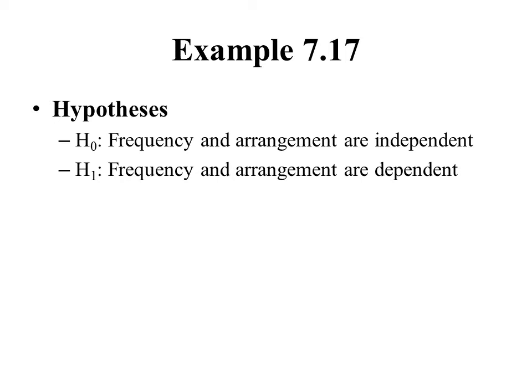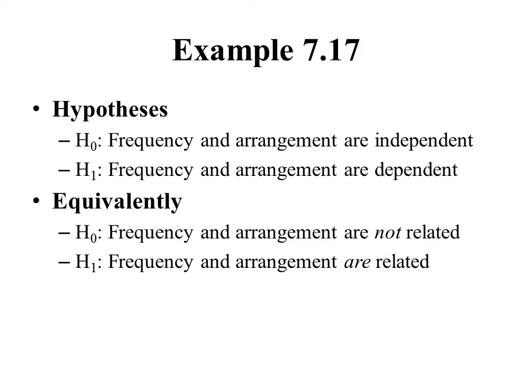As always, the null hypothesis is that there's no difference or no change. And so no difference in this scenario means that things are independent. So our null hypothesis is a statement that frequency and arrangement are independent. And the alternative is the same as our claim, that they are dependent. Okay? An equivalent way of stating these hypotheses is that the null is that frequency and arrangement are not related, and the alternative is that they are related. So not related versus they are related.